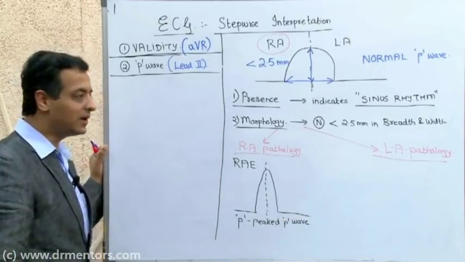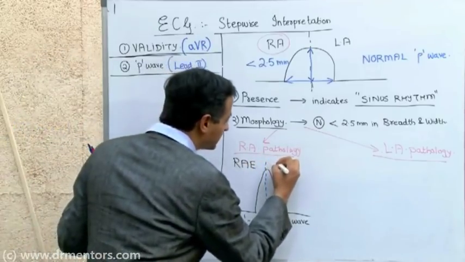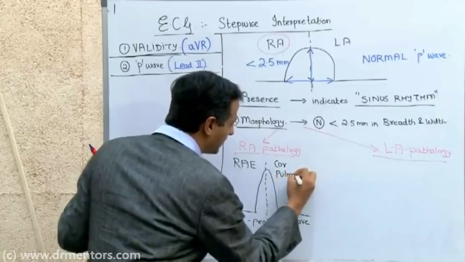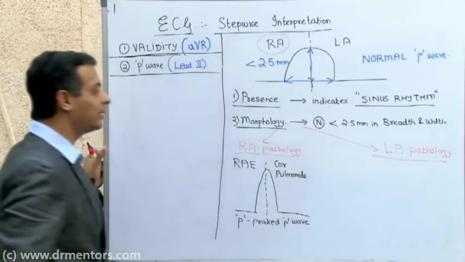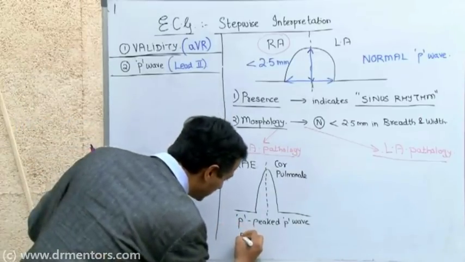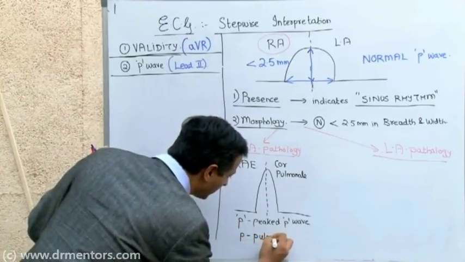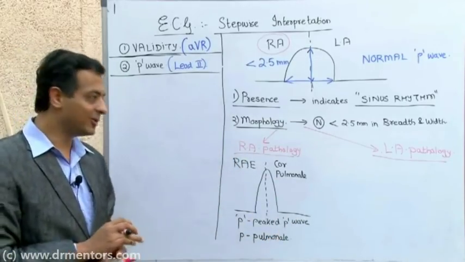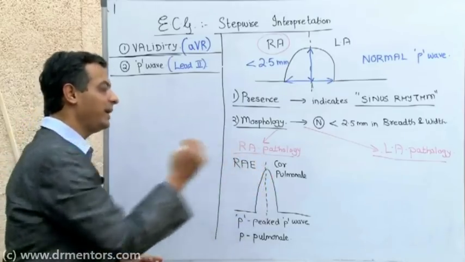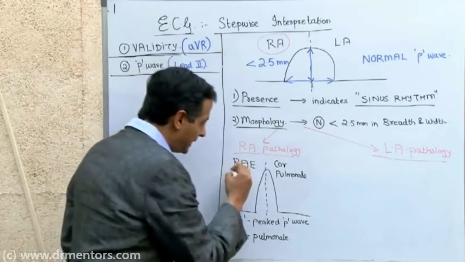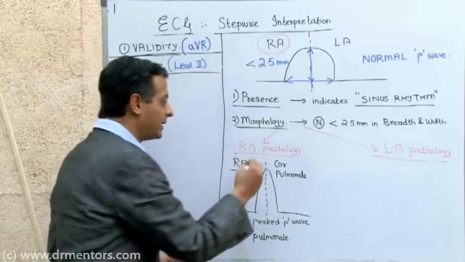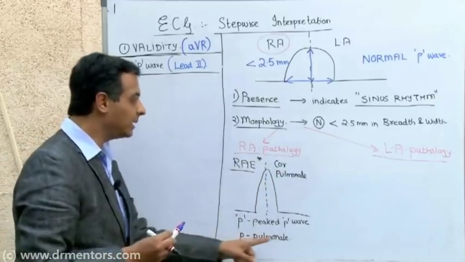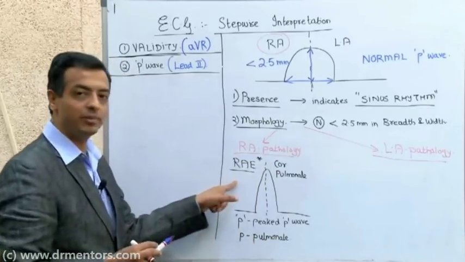And what is the common cause? The common cause is cor pulmonale, hence it is also called P pulmonale. So a tall peaked P wave is suggestive of right atrial enlargement, commonly seen with cor pulmonale, hence also called P pulmonale. That is the right atrial problem.